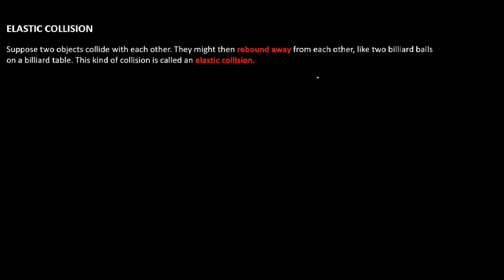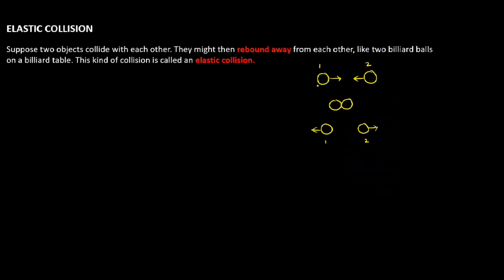So let's take an example. If you have two balls that are moving towards each other, I will call this ball 1 and 2. They collide with each other, and after the collision, they move away. They bounce back from each other, they rebound from each other, or they are separated from each other. This kind of collision is called elastic collision.